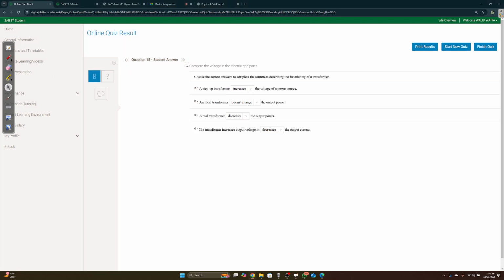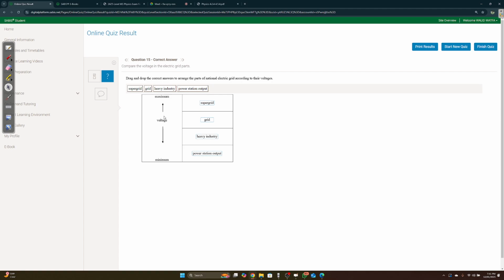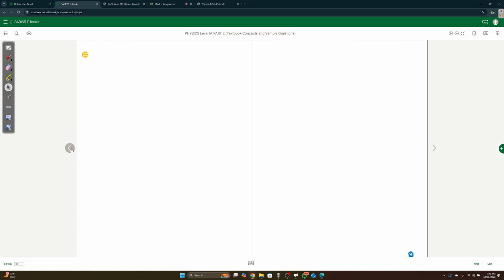Memorize. Question 15. We have voltage, from the highest to the lowest. Obviously, the highest is the supergrid, and then it goes to the grid, where the grid supplies the heavy industry, and then power station output. Power station output is the least, right? But compared to others, let's go back to our photo. It's over here.